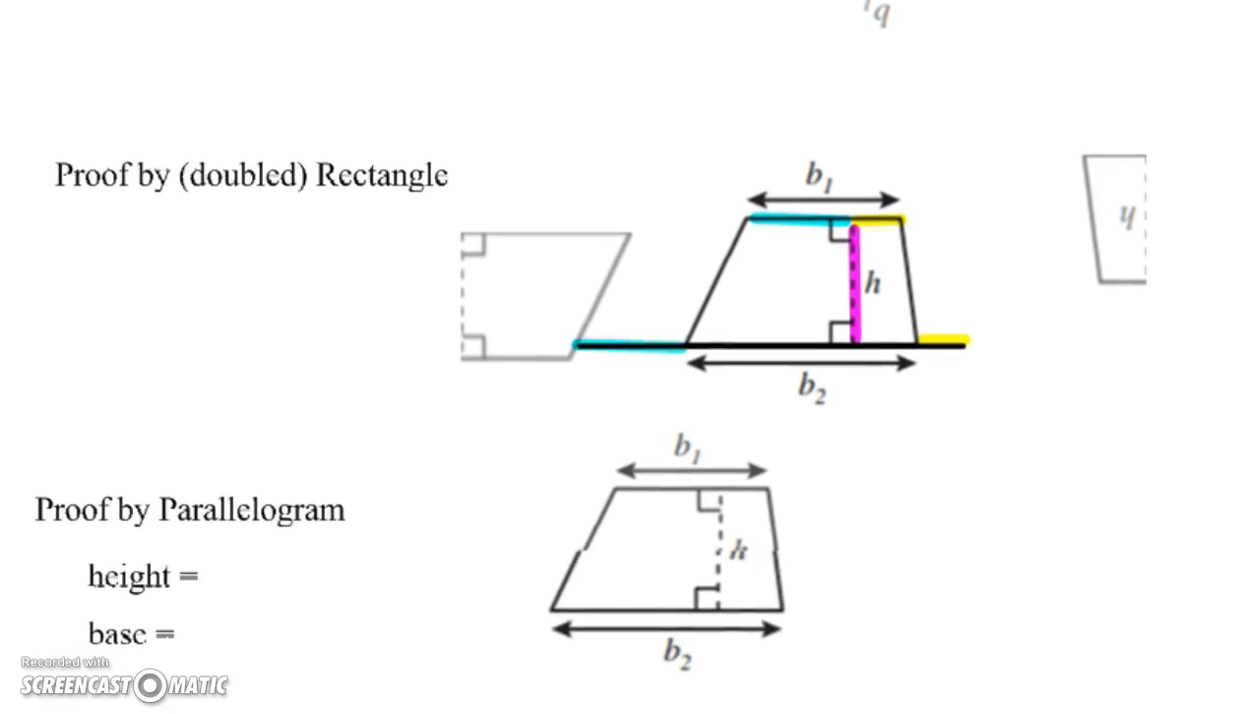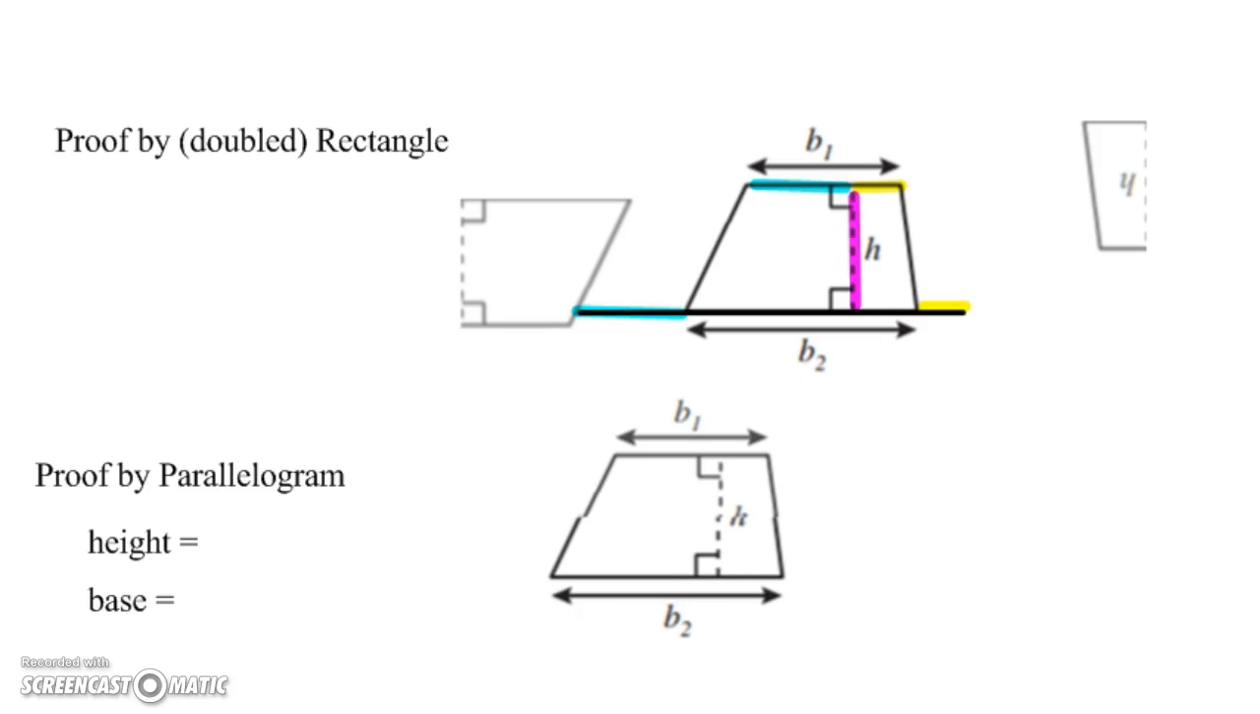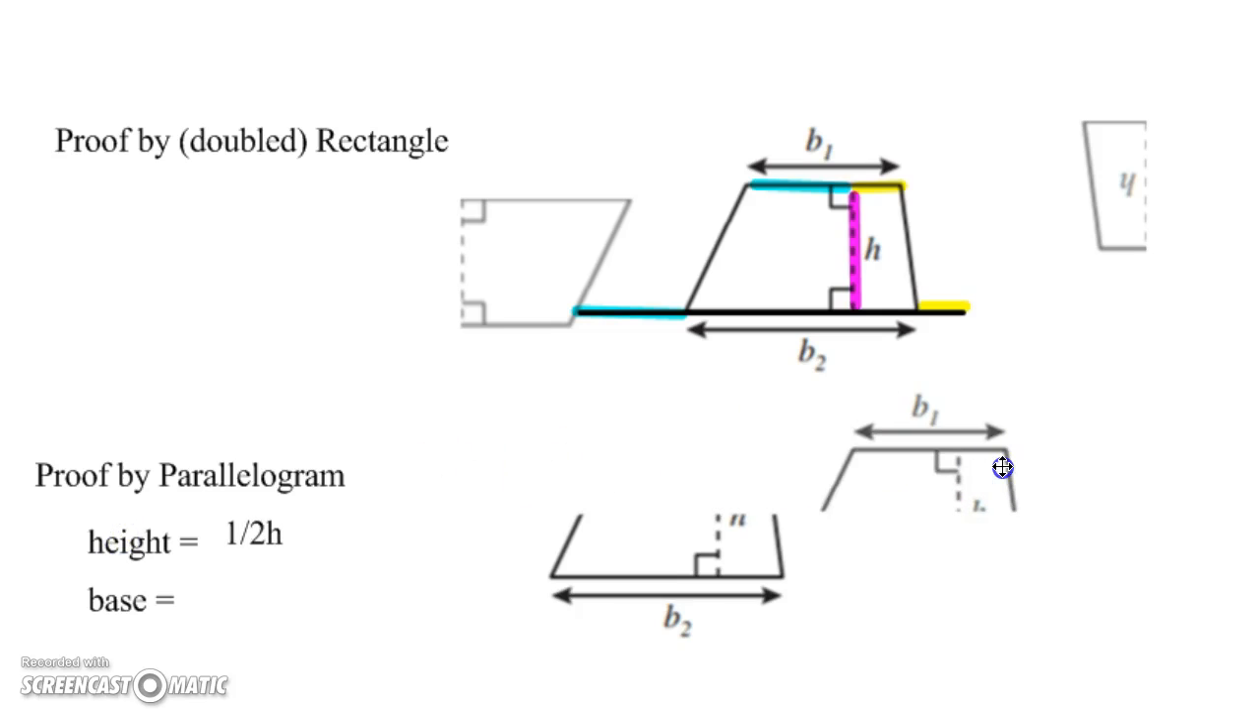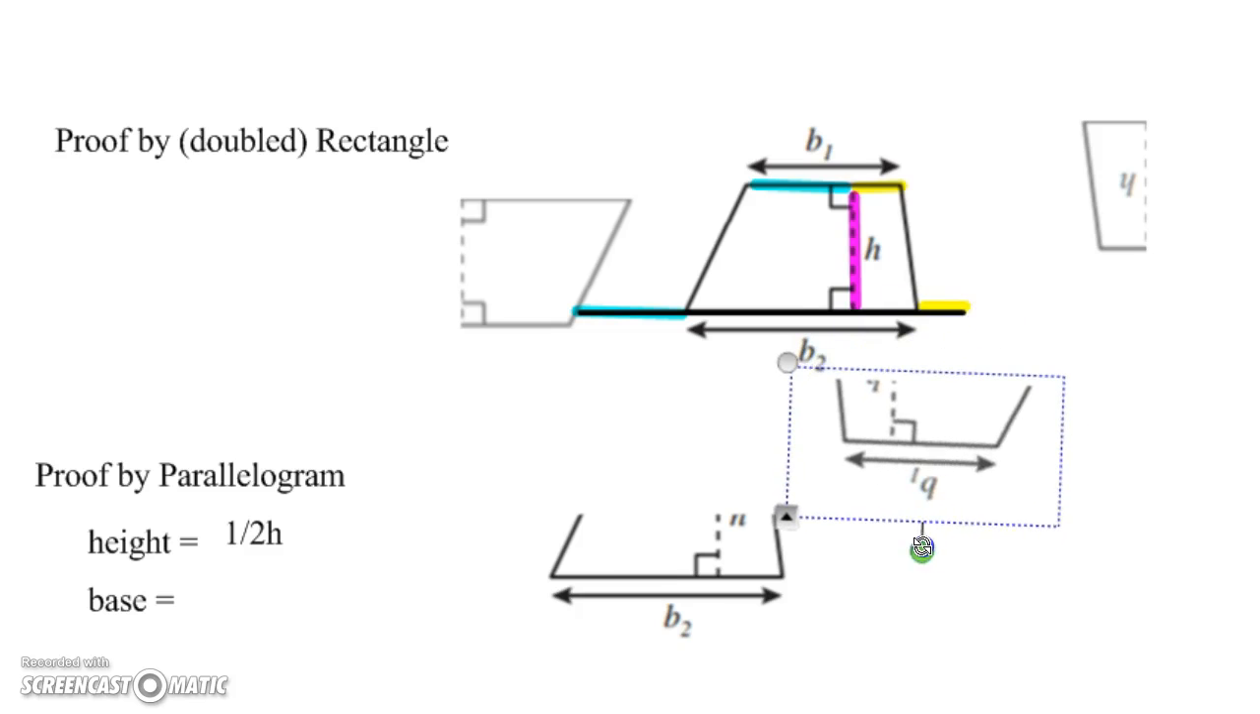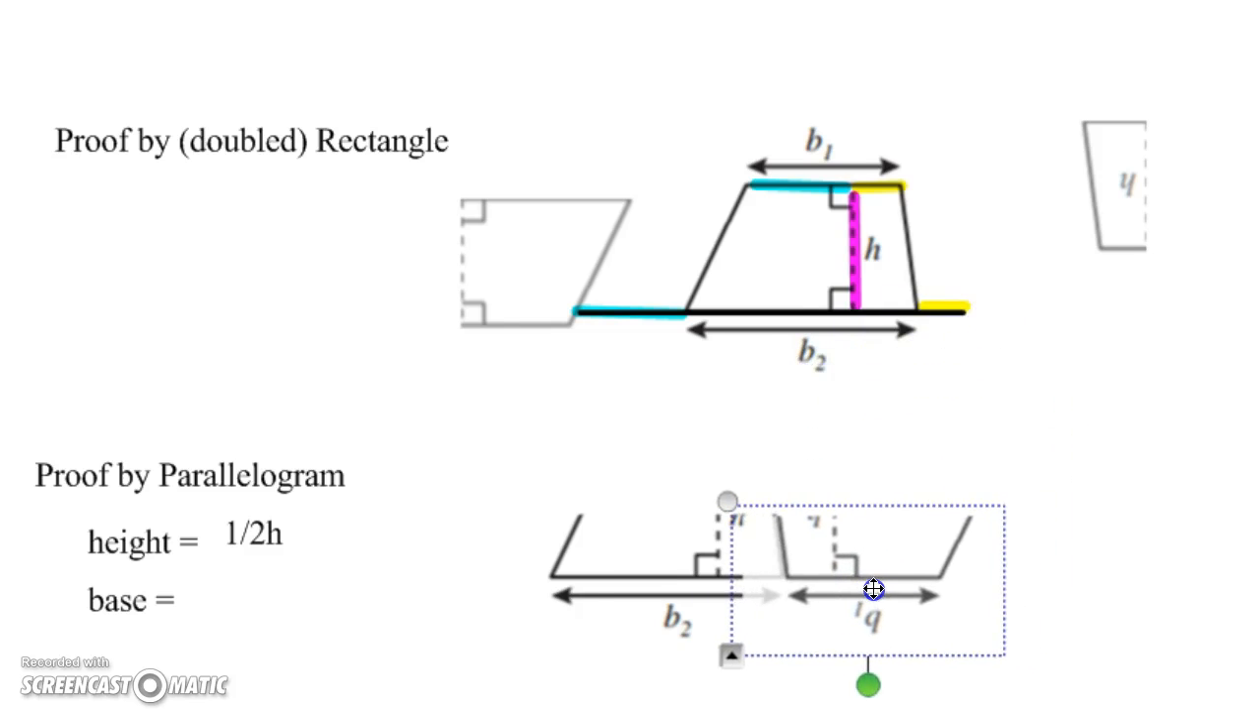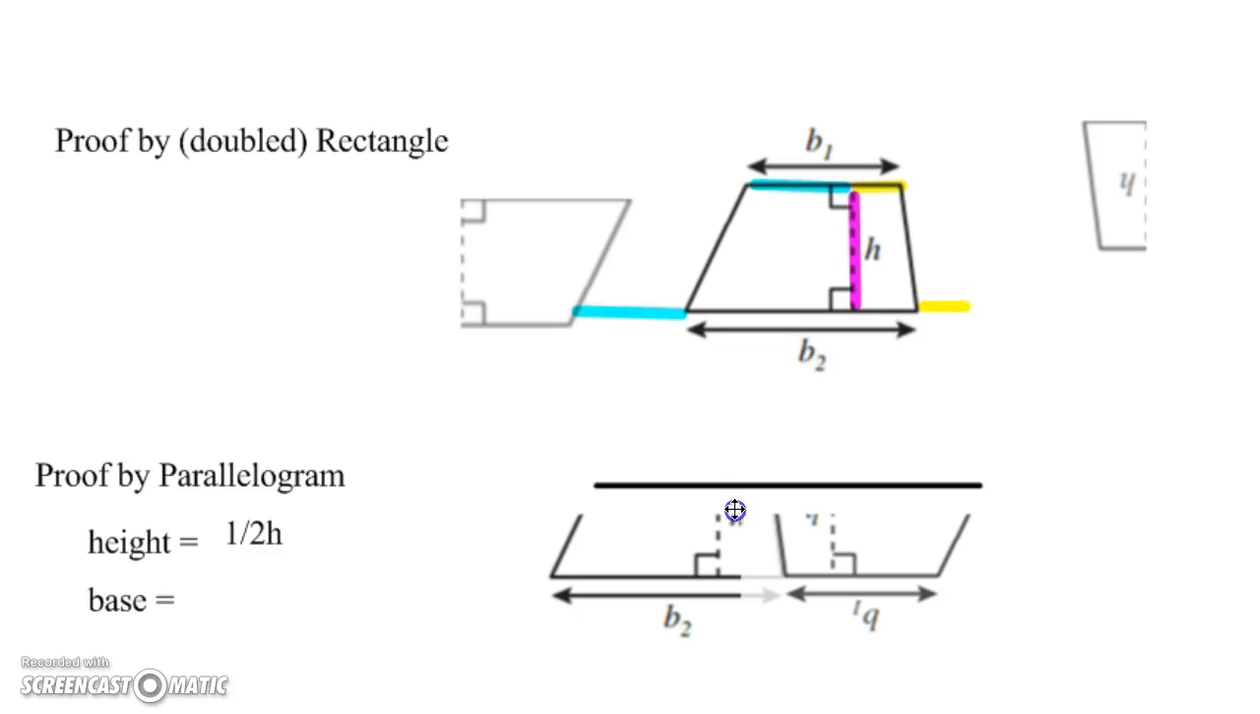Now the last proof is a little bit different. We're going to take our trapezoid and we're going to make it into a parallelogram. We're going to take half of the height. We're going to divide it in two, rotate it, and create a parallelogram. And the base is the same base that we've been using.